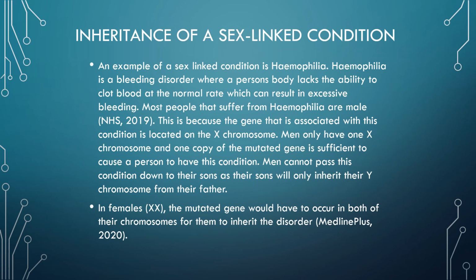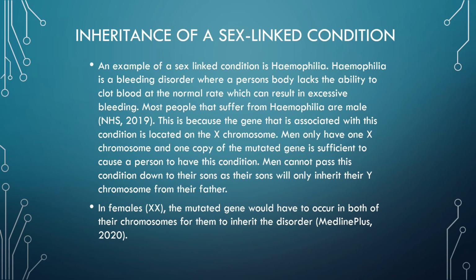An example of a sex-linked condition is haemophilia. Haemophilia is a bleeding disorder where a person's body lacks the ability to clot blood at the normal rate, which can result in excessive bleeding. Most people that suffer from haemophilia are male. This is because the gene that is associated with this condition is located on the X chromosome.